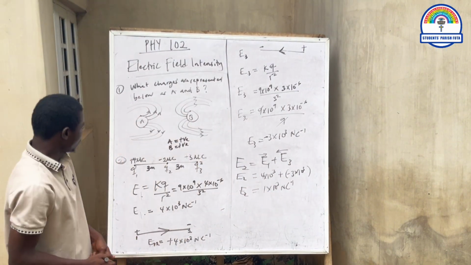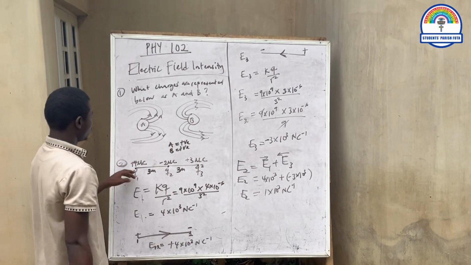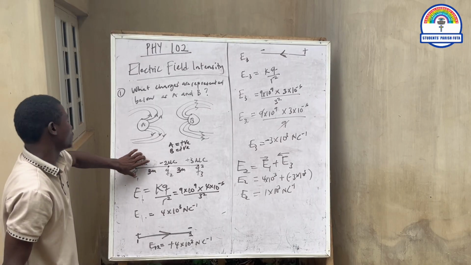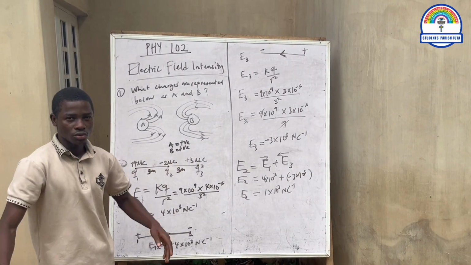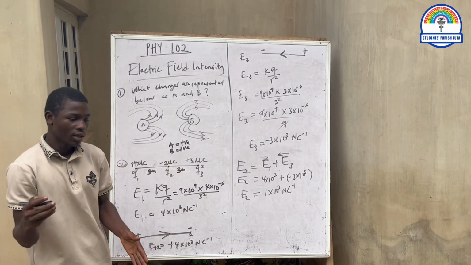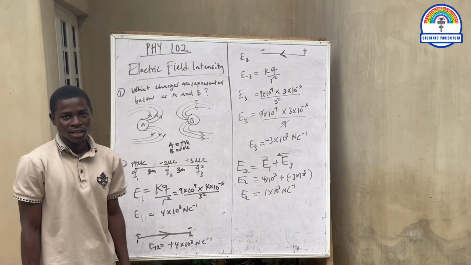If you are given just 2 charges, we just use KQ over R squared of this one alone. But if you are given multiple, we use superposition. Look at which one is in the middle, then the effect of everything around it. We are good to go.